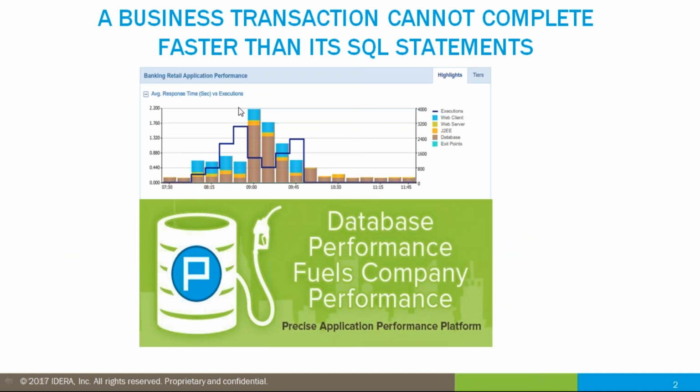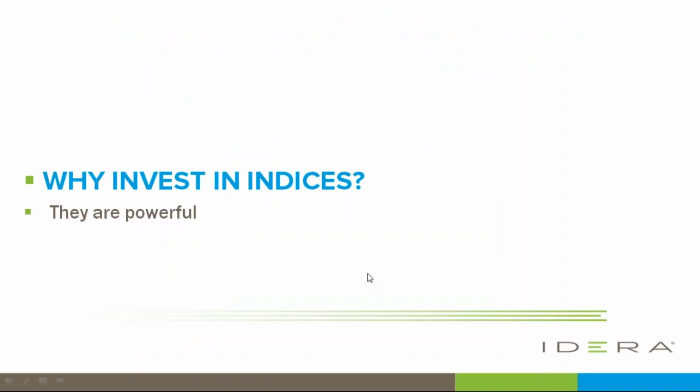One of the things I like to point out is that the application cannot be faster than the database. Every business transaction ultimately relies on and interacts with the system of record. Like it or not, the database is the foundation of performance. So we like to say database performance fuels company performance. And this is part of the reason why it makes sense to consider these different topics and strategies for getting the best performance possible out of your system.